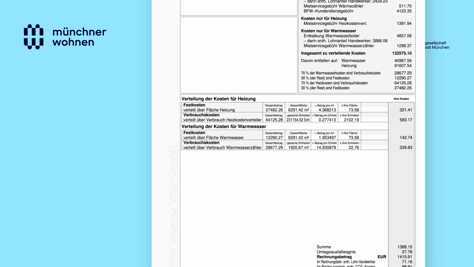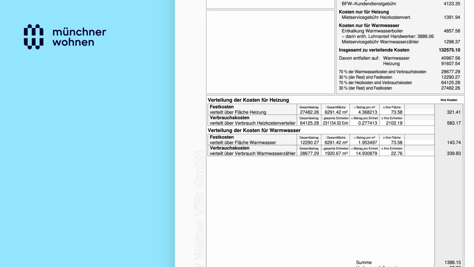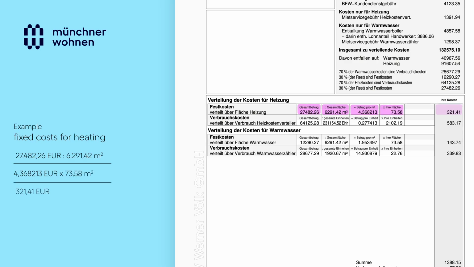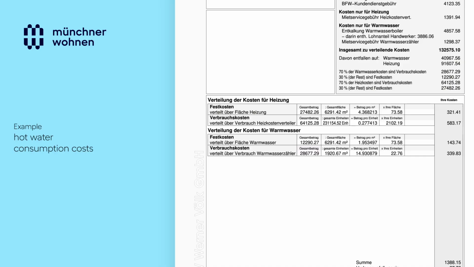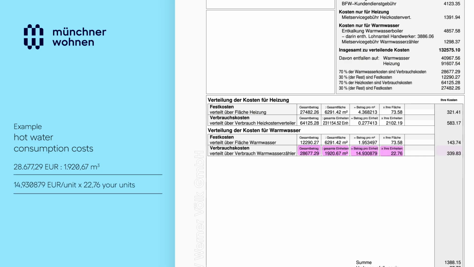For the fixed costs of heating and hot water, the total costs are divided by the total heated area or total living area of the property. This results in an amount per square meter, which is then multiplied by the heated or living area of your apartment. For the consumption costs, the total costs are divided by the total units consumed during the billing period. This results in a euro amount per unit consumed, which is then multiplied by your apartment's consumption.